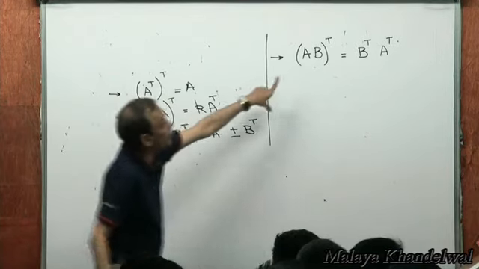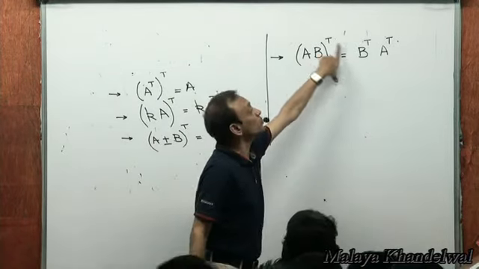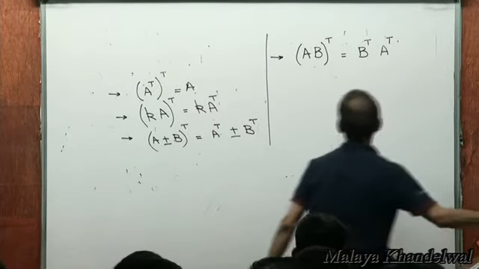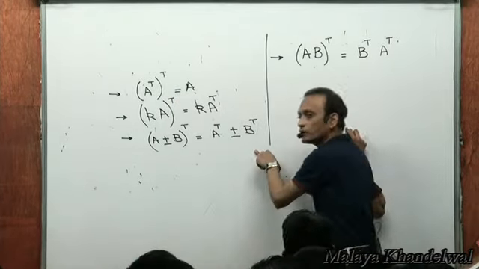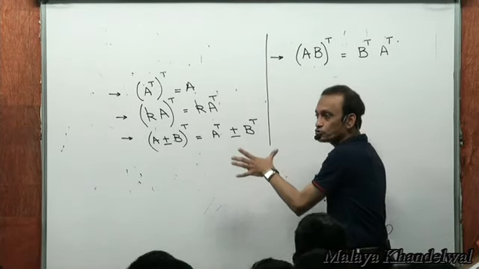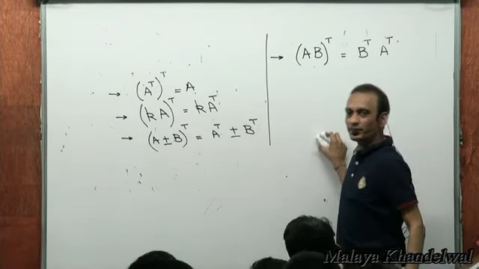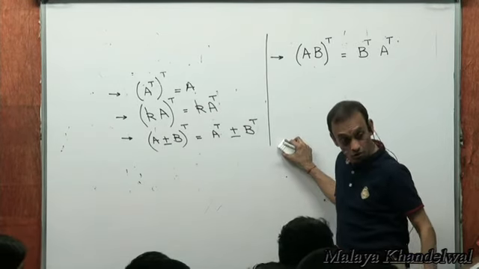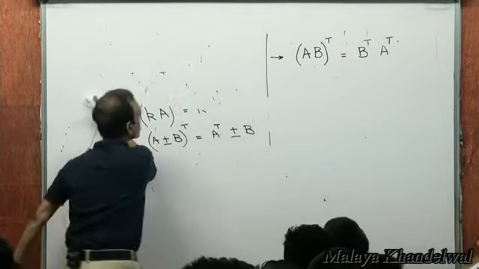Now, this is an important property. AB transpose is B transpose into A transpose. Now, I will establish this property. The rest were pretty easy to check. You'll be able to do it independently. But this one, let me spend a while on this property. AB transpose is B transpose into A transpose.